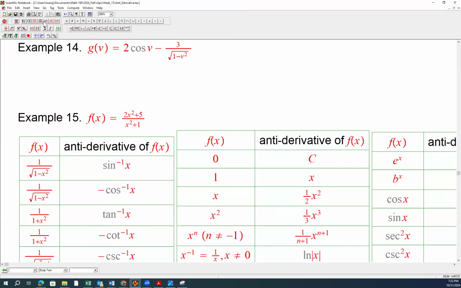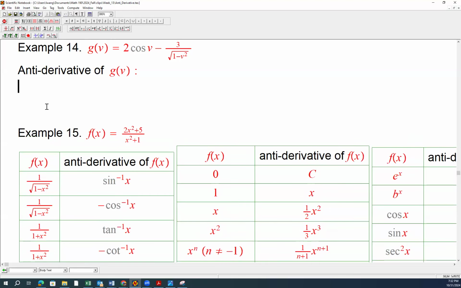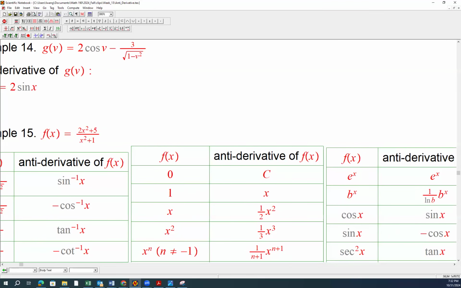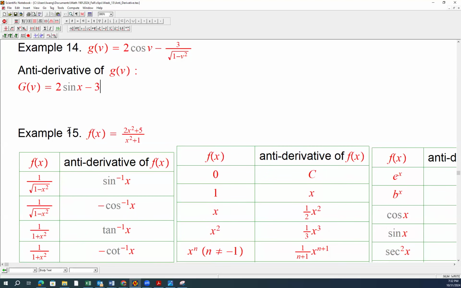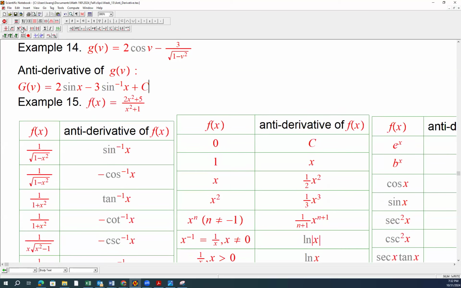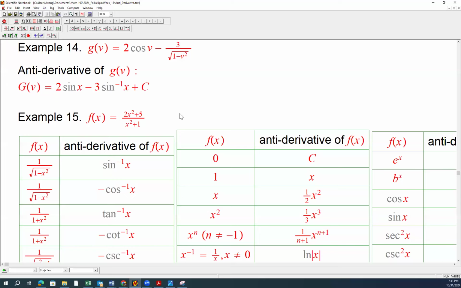All right, so the antiderivative of g of v, then we will get capital G, if you like, of v would be equal to 2 times the antiderivative of cosine. The antiderivative of cosine is sine, right? Sine x. All right, subtracting 3 times arcsine, plus that big constant.